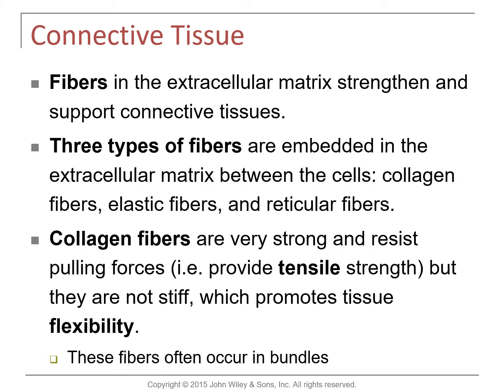Here are the extracellular fibers that help to strengthen and support connective tissues. So these are secreted by the cells of the connective tissue and occupy the extracellular space. Three types of fibers are embedded in the extracellular matrix between the cells, and they are collagen fibers, you met those, elastic fibers, and reticular fibers.